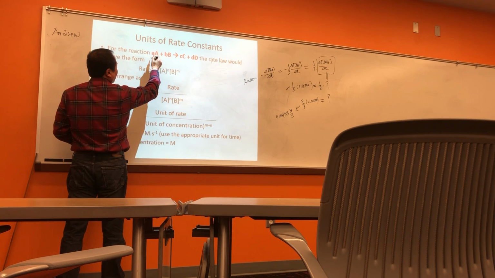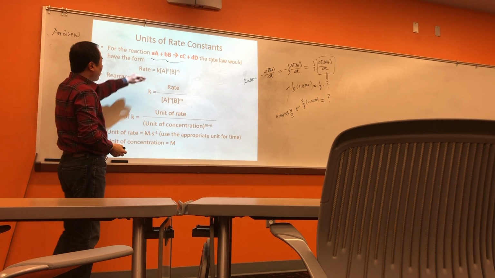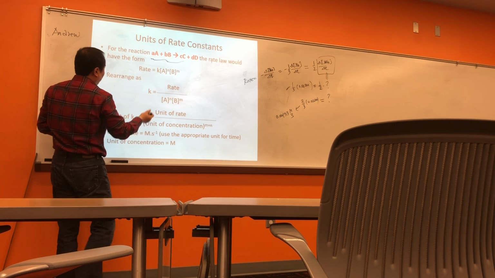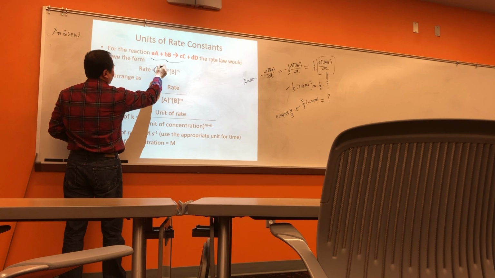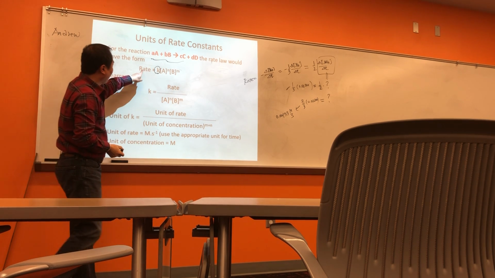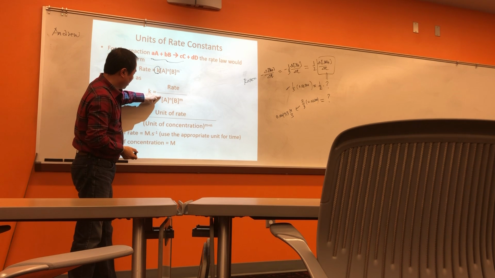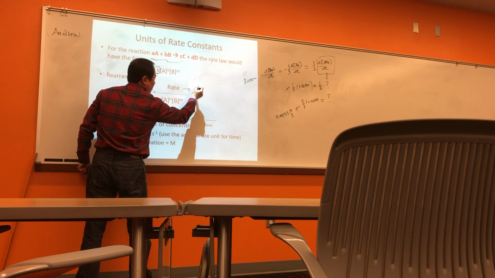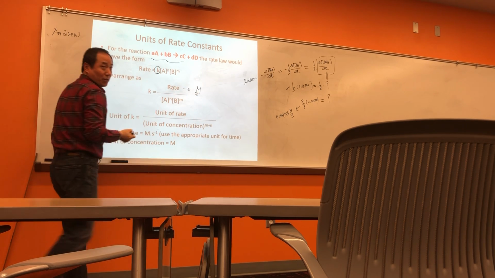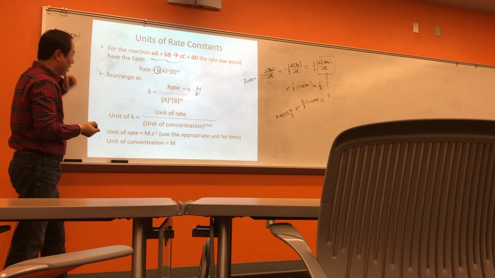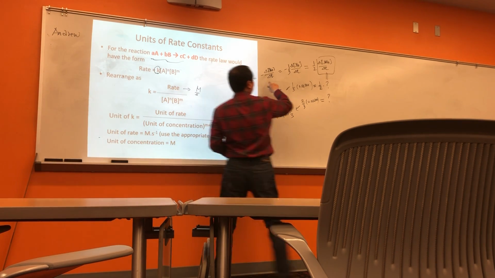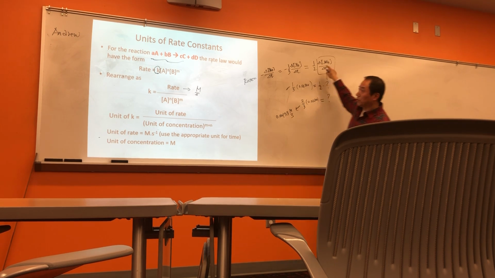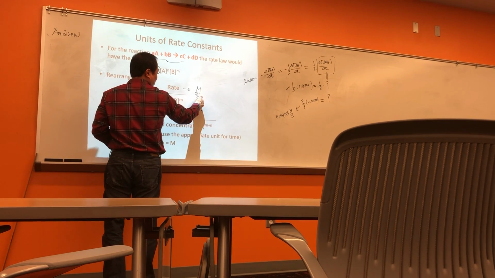So let's say for this general reaction we have a rate law with exponents n and m. Then to find the unit of the rate constant, you can rearrange just like that. And the unit of reaction rate itself is molarity over second. We did that in the previous slide, right? Reaction rate, whatever you use, the unit will always be molarity over second.